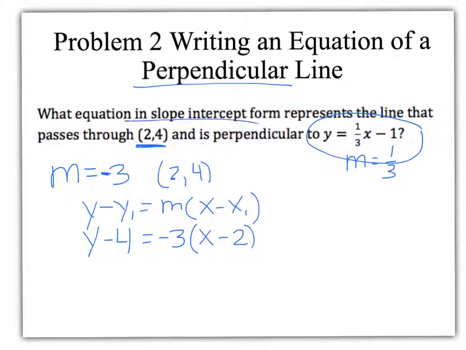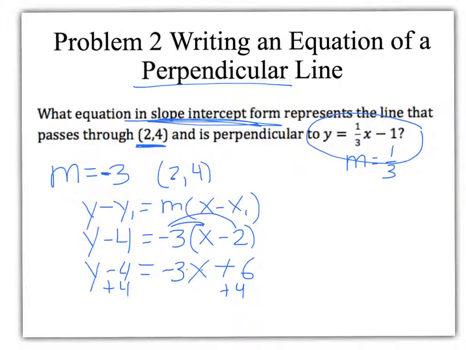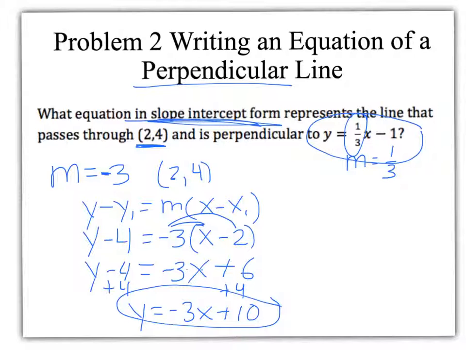It says write an equation in slope-intercept form, so we have to make sure we solve this for y. So distribute, we have negative 3x, and then negative 3 times negative 2 is positive 6. We still have y minus 4 over here. Add 4 to both sides, and we have y equals negative 3x plus 10. So they definitely have different y-intercepts, and when you do perpendicular lines, the slopes aren't going to be the same. When you're done, this should be 1/3, and this should be the opposite reciprocal, which is -3.